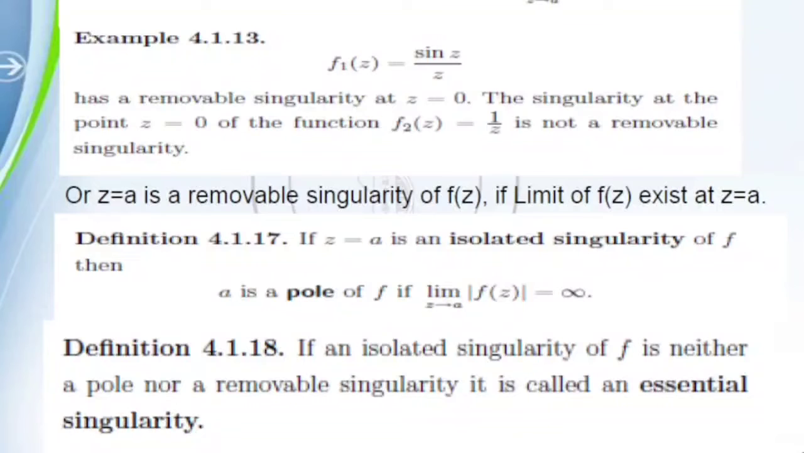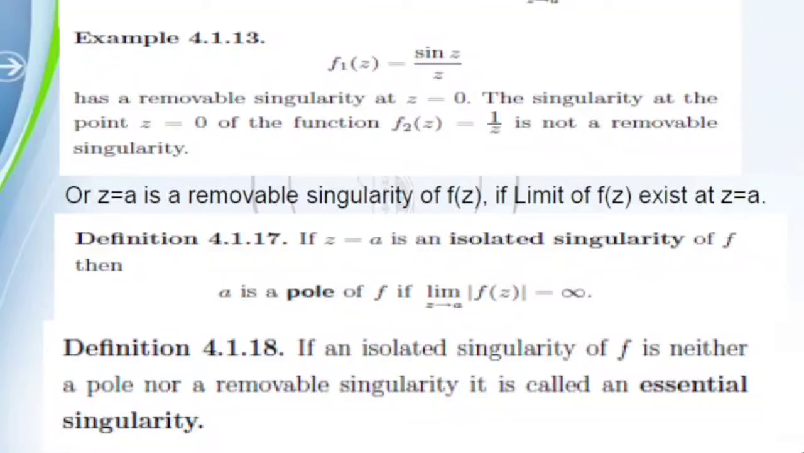But for the case f of z equal to 1 by z only, z equal to 0 is an isolated singularity, whereas for sin z by z, z equal to 0 is a removable singularity. It's a special case. Please take it as an important one. Or we can say that z equal to a is a removable singularity of the function if the limit of f of z exists at z equal to a. If the limit of the function exists at z equal to a, then z equal to a is a removable singularity.